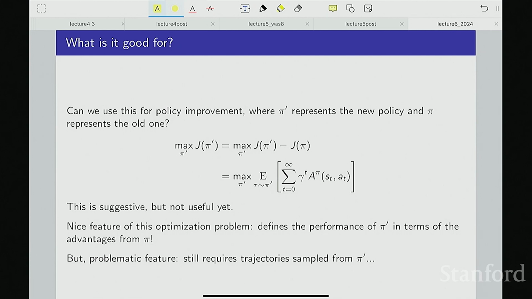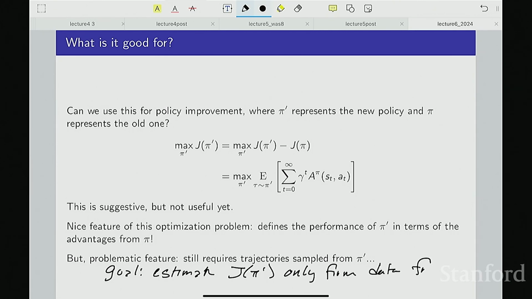Our goal: estimate J pi prime only from data from pi. So you can think of pi prime as the new policy. What we really want to do is take a step so that our new policy is the best one we could get to in terms of its improvement over the previous policy. And we want to be able to do that by only using an estimate from our old data. It shouldn't be clear yet how we could do that. This is looking promising, but we still seem to need data. So this is still data for the new policy.